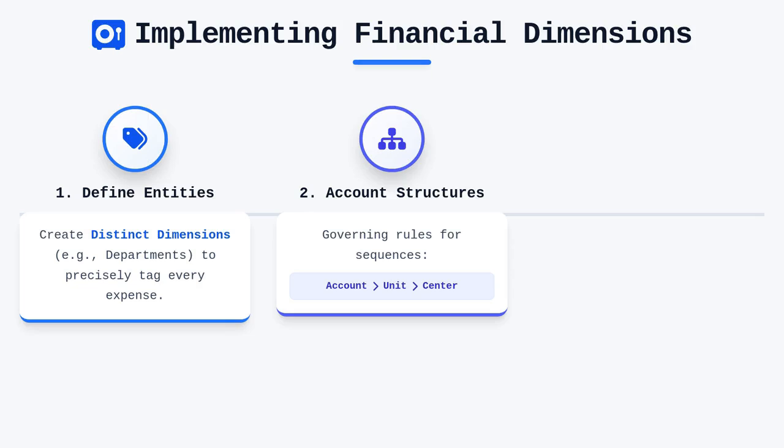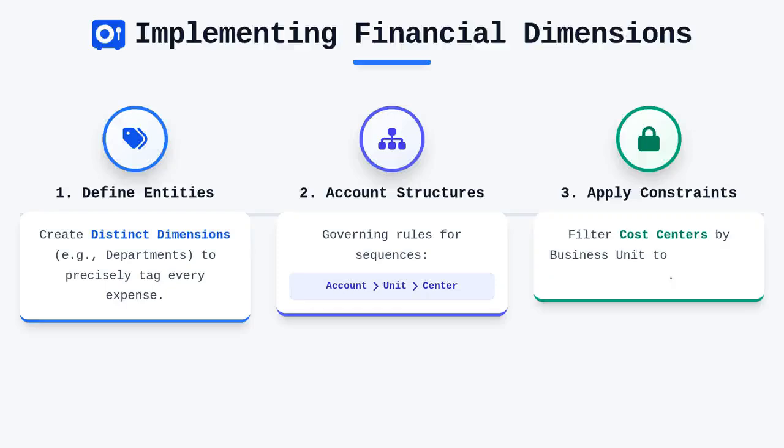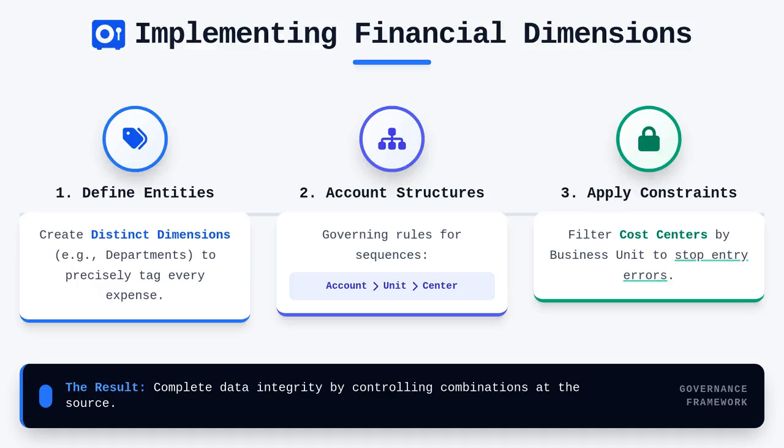Within an account structure, you specify a sequence of segments, such as an account segment, followed by a business unit segment, and a cost center segment. You can further refine this by applying constraints, such as ensuring that specific cost centers are only available when a certain business unit is selected, thereby preventing erroneous data entry at the source.